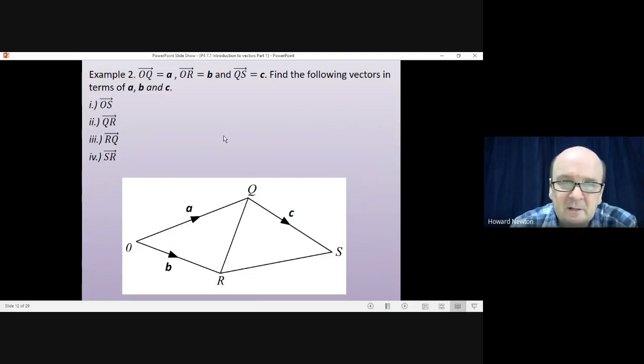Okay, let's have a look. So first of all, the vector from O to S, and again, the easiest way to do that is from O to Q and then from Q to S. We know both of those vectors. So the vector from O to S will be A plus C.